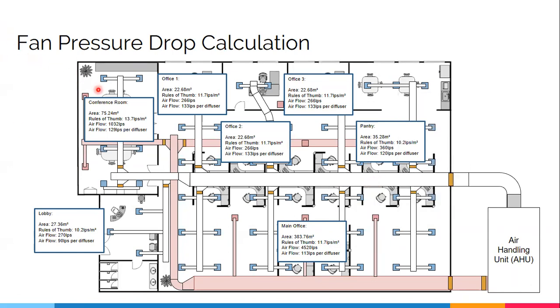There. So here we have our conference room. Okay, and this is our office, pantry, lobby, and our main office area. So for each area, we have calculated the airflow rate for each area and the airflow rate for each diffuser. Okay, this is pre-calculated already.